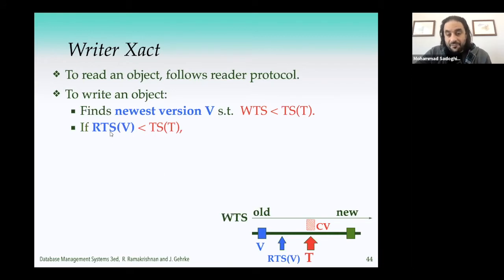Now, if the last read version of this record, the RTS, so the timestamp of the last transaction that read this record, is smaller than T, so maybe I'll pause here. What does this condition really mean? Any thoughts? Why would I be concerned about such a condition? Where are we heading with this condition?